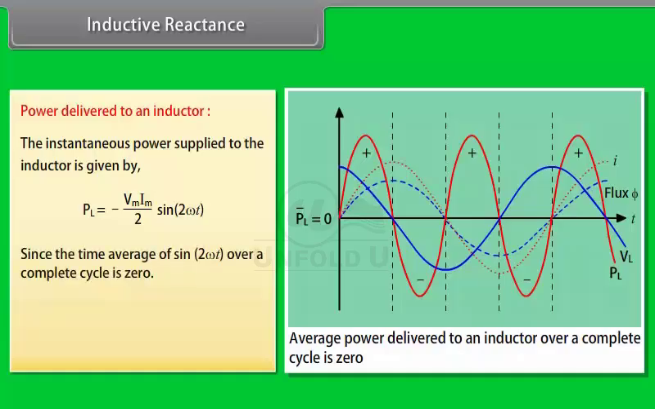Since the time average of sin 2 omega t over a complete cycle is 0, therefore, inductor power is equal to 0. Phasor diagram of an inductive circuit.